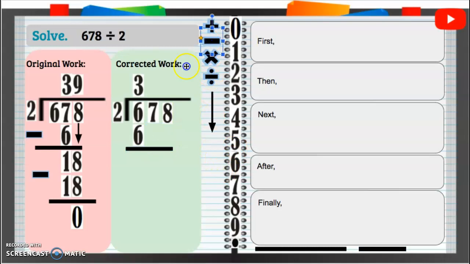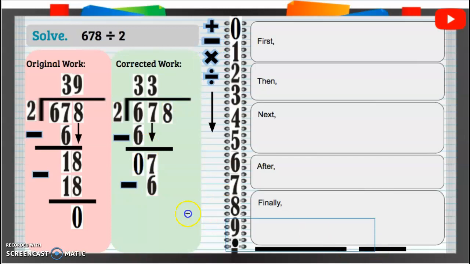So now we have 6 minus 6, and that equals 0. And we need to bring down that 7. So now we have 7 under here. How many times can 2 go into 7? Well, it can go in 3 times. So we're going to put 3 up here. And 3 times 2 again is 6. So I'm going to bring that 6 down. Then we have 7 minus 6, which is going to be 1.